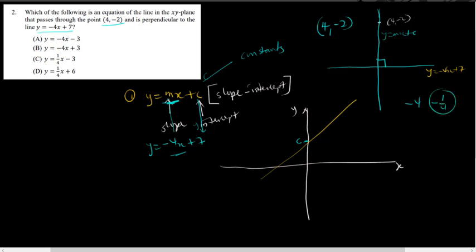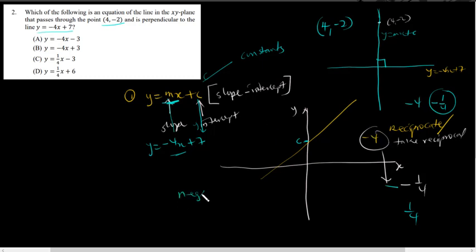Let me say this again. I'm saying that if you take the reciprocal of negative 4, you get negative 1 out of 4. And after that, if you negate it, you get 1 out of 4. So what I'm saying is that if I add the two words, that is negative reciprocal, it means you reciprocate it and you negate it, or you negate it and you reciprocate it.